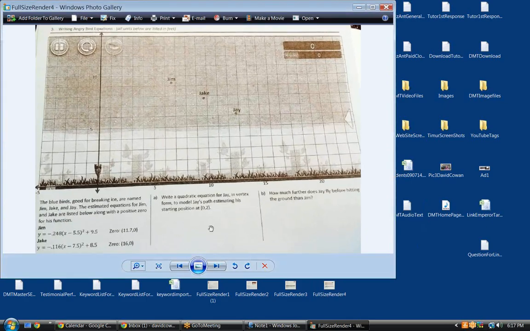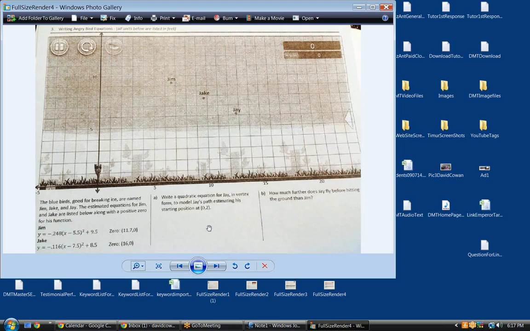So it says the bluebirds go for breaking ice are named Jim, Jack, and Jay. The estimated equations for Jim and Jack are listed below, along with the positive 0 for his function. Okay. A. Write a quadratic equation for J in vertex form to model J's path, estimating his starting position is 0, 2. I'm completely lost here. I do not know what they were looking for here.